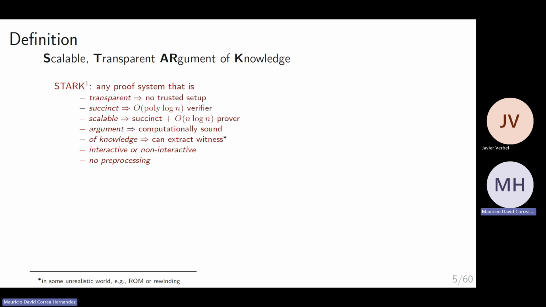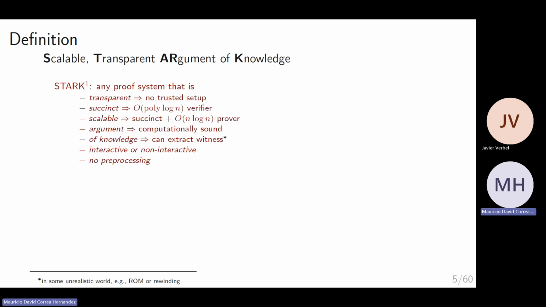Succinct means the verifier is efficient, but we don't just want the verifier to be efficient, we also want the prover to be efficient, so it can have at most a logarithmic overhead over just performing the computation. It's an argument because it's computationally sound, and it's an argument of knowledge because we can extract the witness. This is actually the only time in this presentation or the next presentation that I'm mentioning proof of knowledge. We can safely forget about it. It is a concern for theoreticians, but not for practitioners.